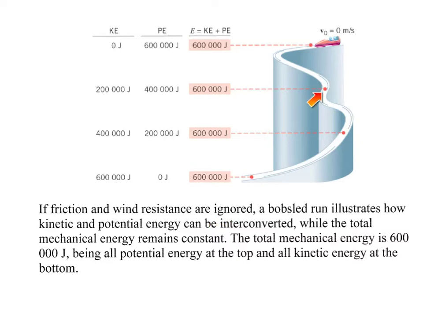So as it slides down the hill, it loses potential energy and gains kinetic energy. It's just a trade-off between the two. So by the time it gets to the bottom of the hill, all of the potential energy it had at the top of the hill is now turned into kinetic energy.